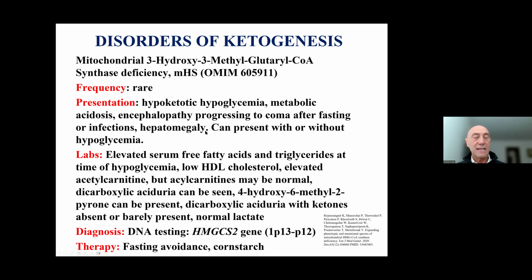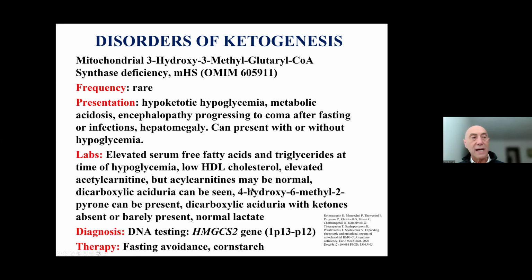So basically, there are very few signs, except that these people pass out and they look very sick, and they are very sick. What do we see during acute attack? We have elevated levels of serum free fatty acids and triglycerides at time of hypoglycemia, and sometimes even when there is no hypoglycemia. They tend to have low HDL cholesterol. From a metabolic standpoint, they can have elevated acetylcarnitine, but acetylcarnitine may be completely normal. During the acute attack, they can have a dicarboxylic aciduria. The presence of this chemical, which is 4-hydroxy-6-methyl-2-pyrone, and again, dicarboxylic aciduria with the ketones that are absent or barely present with a normal lipid profile. The diagnosis can be established by DNA testing, and the therapy is relatively simple.